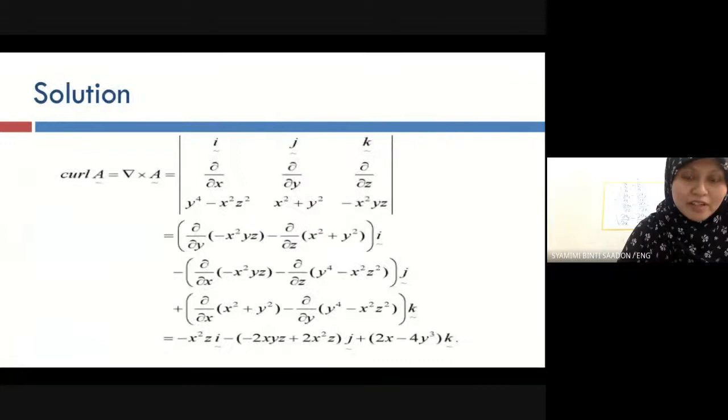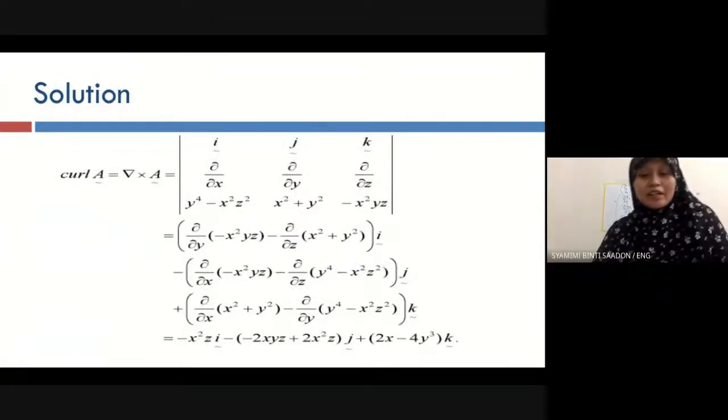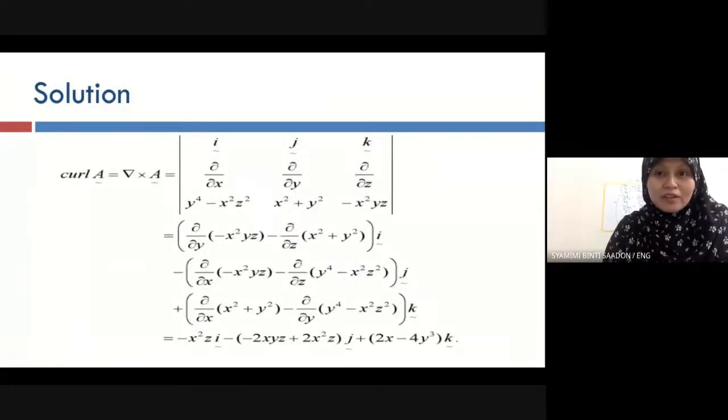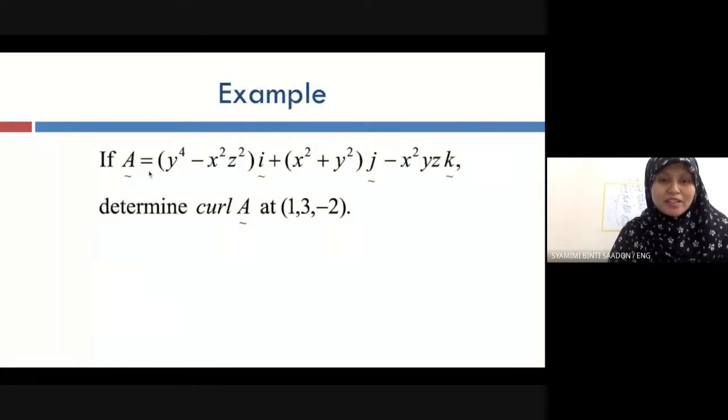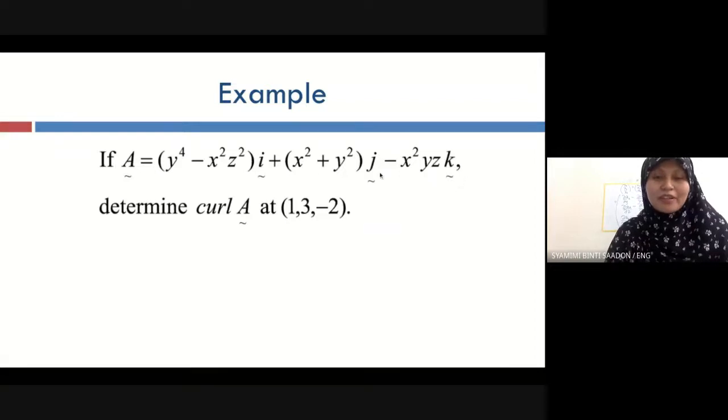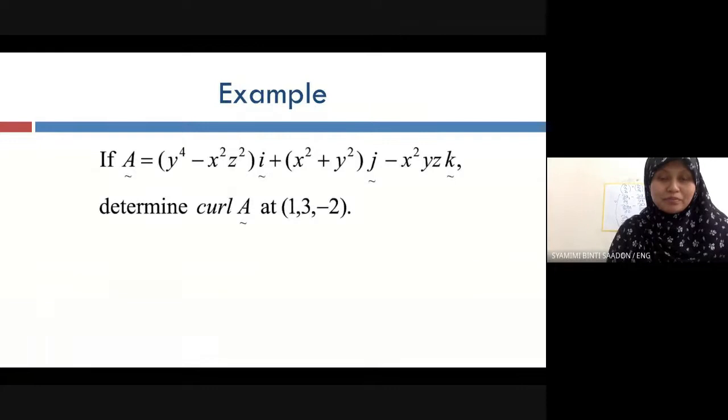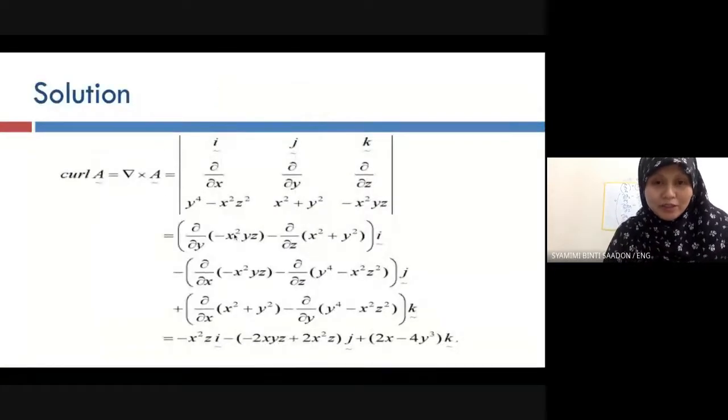Okay, I already have an example here. Example of curl of cross product A. This is the vector f, y to the power of 4 minus x, etc., in terms of direction i, j, and k. So determine curl A at the point (1, 3, -2). Okay, try to do that.